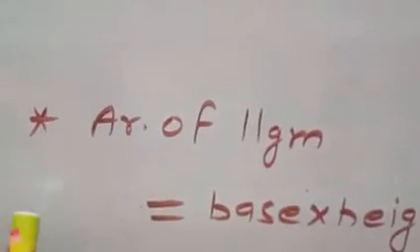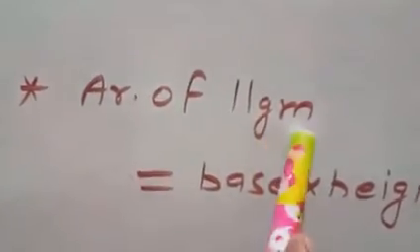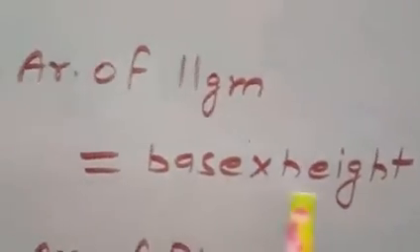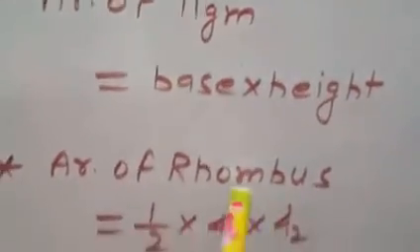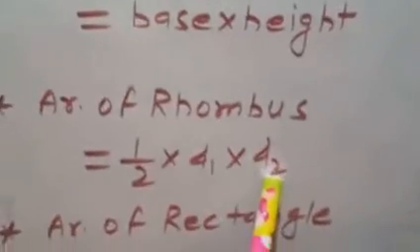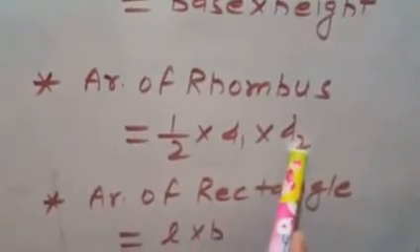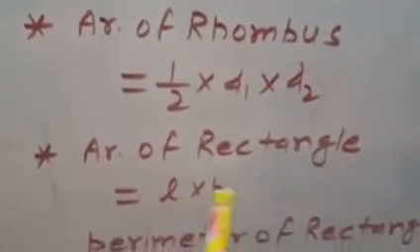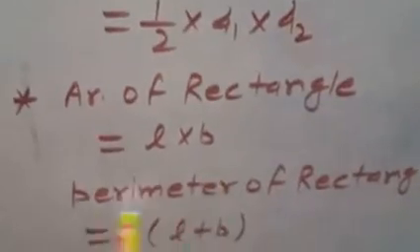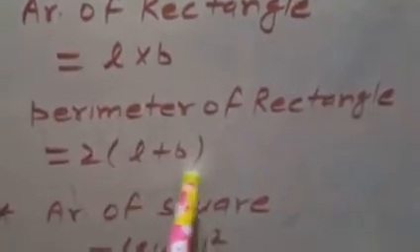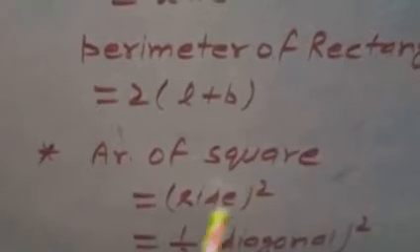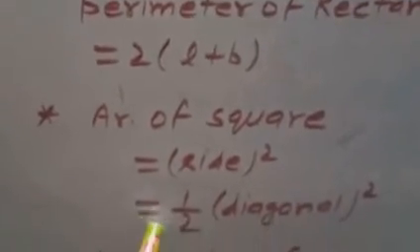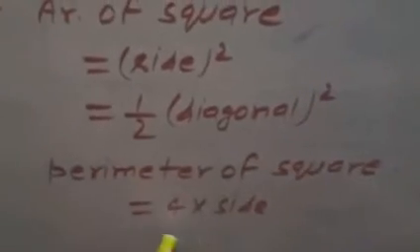Now here there are some other formulae. Area of a parallelogram equals base into height. Area of a rhombus is half d1 into d2, meaning first diagonal into second diagonal. Area of a rectangle, L into B. Perimeter of a rectangle, 2 into (L plus B). Area of a square is side square, also 1 by 2 diagonal square, and perimeter of a square is 4 into side.